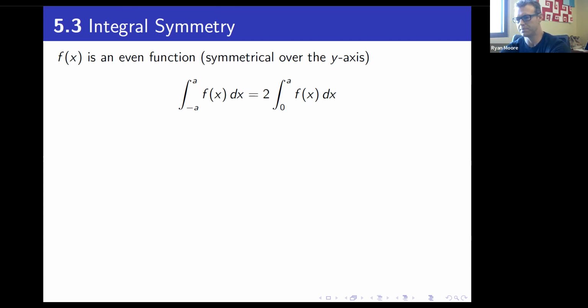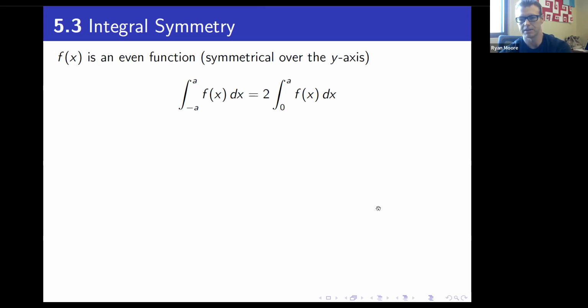So we're going to talk about two possible symmetries. The first is if f of x is an even function. If you remember, an even function means it is symmetrical over the y-axis. It's got a mirror image across the y-axis. If you had an even function and you were taking the integral from negative a to a, so the limits of integration are symmetrical over the y-axis, then when I plug my numbers in, instead of plugging in a and negative a, I can get away with just plugging in a and 0. Just take the integral from 0 to a, but then double it. And that might make your calculations a little bit or even a lot easier.